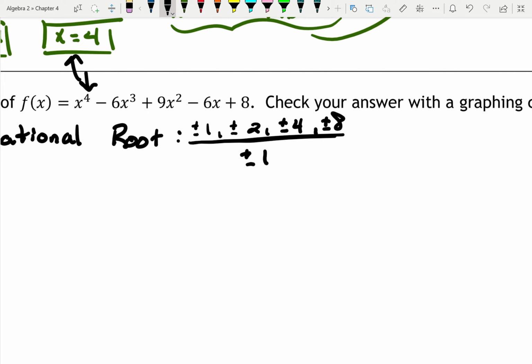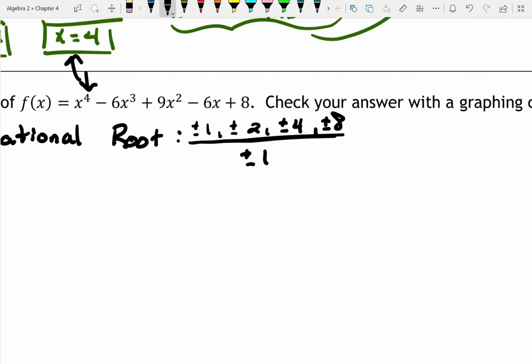So I'm going to take out a calculator. I've got a graphing calculator right next to me, and I'm going to try out a few of these points. I'm going to go to the y equals, and type in this function. So I'm going to type in x to the 4th minus 6x cubed plus 9x squared minus 6x, and then plus 8.